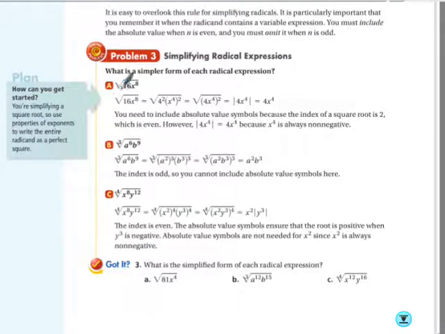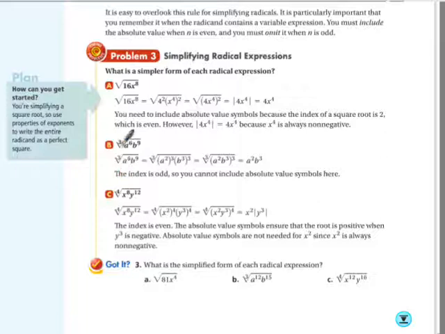All right? So here, for example, the square root of 16x to the 8th, the square root of 16 is 4. We know that, but it could be plus or minus 4. And then we have x to the 8th. The square root of that is x to the 4th. So we have that, and then we have the whole thing. It says you need to include absolute value symbols because the index of a square root is 2, which is even. Okay. However, the absolute value of 4x to the 4th equals 4x to the 4th because x to the 4th is always non-negative. This is never going to be negative because even if x were negative, when we take it to an even power, it's going to end up being positive.